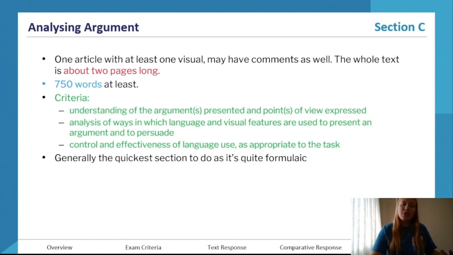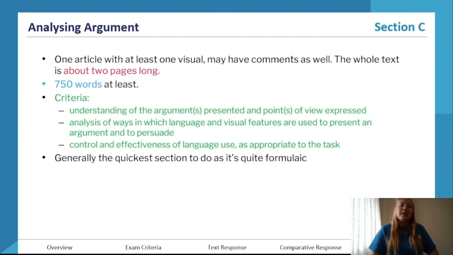So overall, section C, we're pretty much finished. The summary is that it's going to be one article with at least one visual, and it may have comments as well that are going to be your comparative aspect. It's going to be about 2 pages. You should write about 750 words. It's going to be shorter than your other essays, shorter body paragraphs as well, most likely, quick and fast, easy flow of writing. Once you have enough practice, it will get easier, I promise.